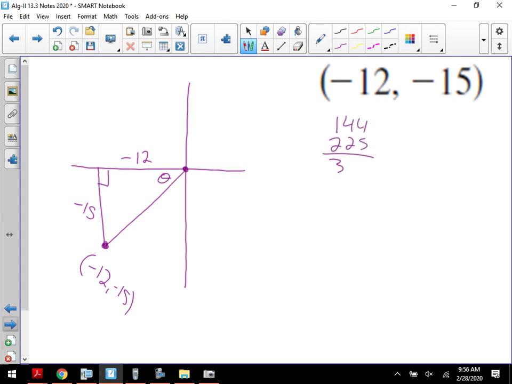Add them together, we get 369. We have to square root that to get the hypotenuse, don't we? When you square root that, it's not clean. So we have to figure out what's the perfect square that goes into it. Notice right away, you see some 9s, don't you? 9 goes into 36 how many times? 4. 9 goes into 9 how many times? So how many times does 9 go into 369? 41. So the square root of this would be equal to 3 root 41. Are you okay with that?